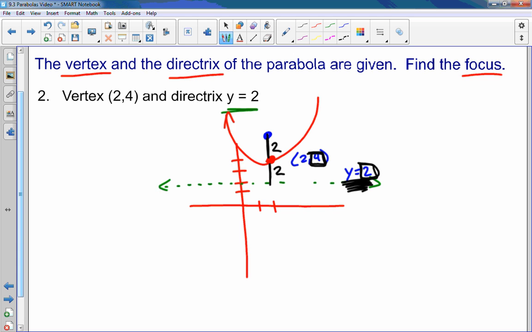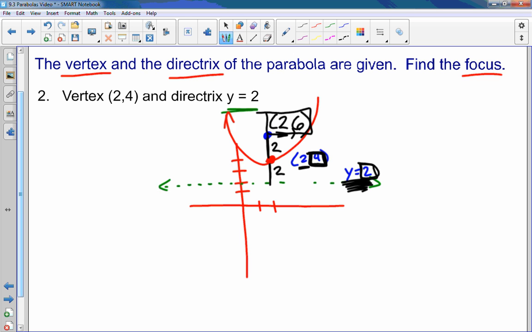So based on that information, I'm not going to the right or to the left, which means my focus is going to have the same exact x value as my vertex. But my y value is going to be a distance of 2 from my vertex. So I add 2 to this, so my focus is going to be at the point 2, 6.